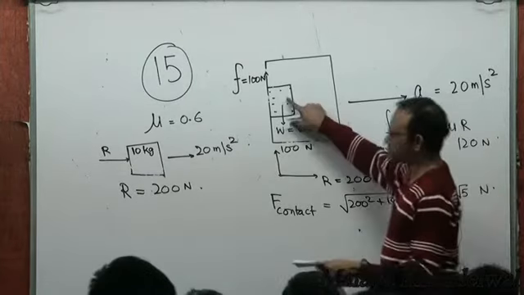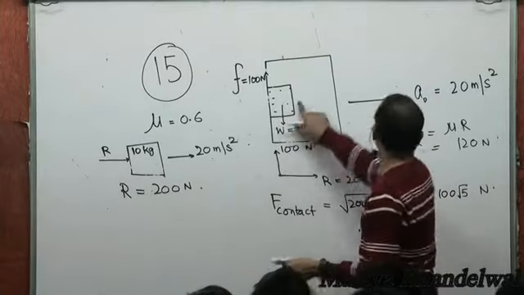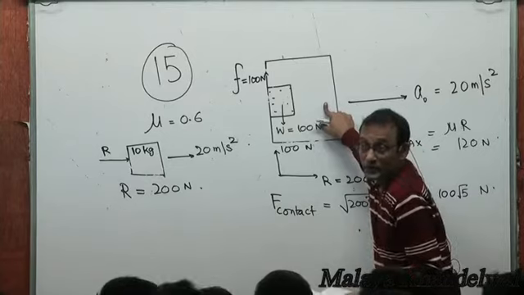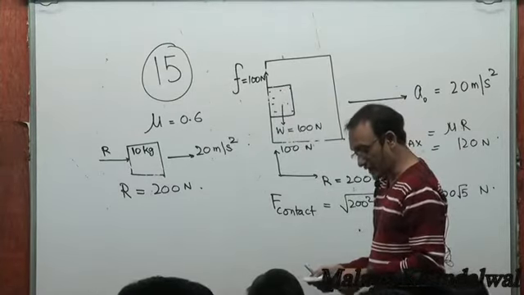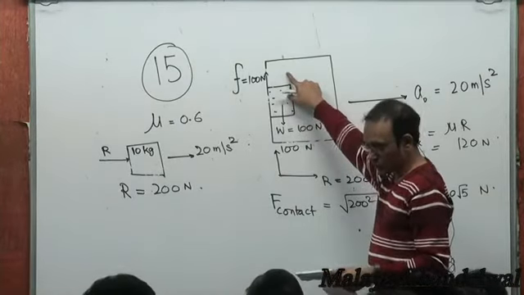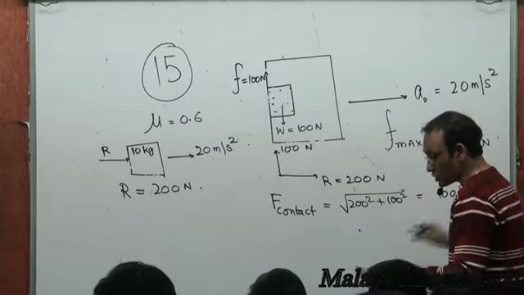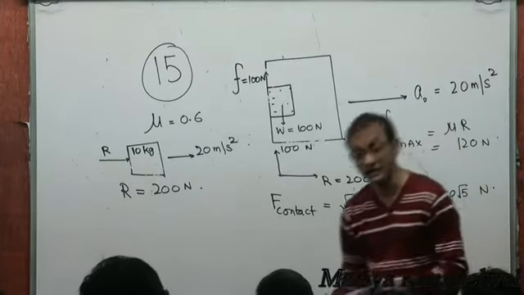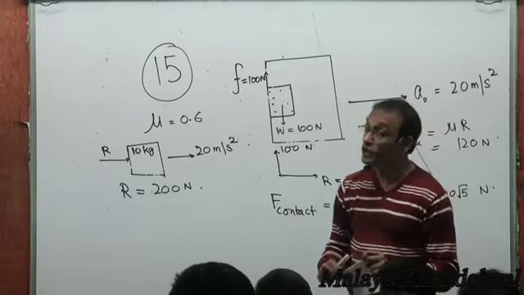Now, acceleration of the block, therefore, as seen by a ground observer, will be 20 meters per second squared. Why? Because there is no relative motion between the two. Friction is good enough to support the weight. So A is right. Frictional force, yes, is 100 newtons, true. Contact force, yes, 100 root 5. Contact force between the vertical wall and the block is only electromagnetic in character. Yes. Frictional force, normal reaction.